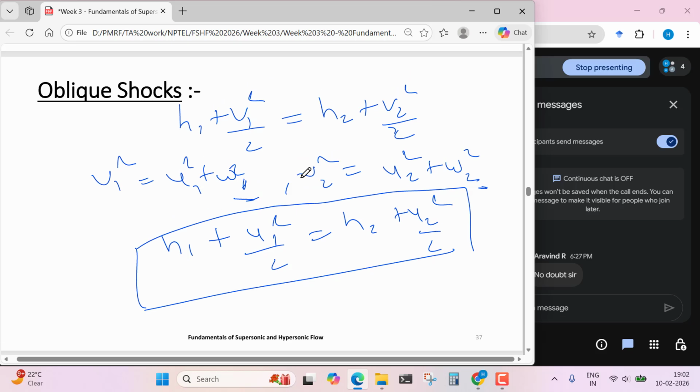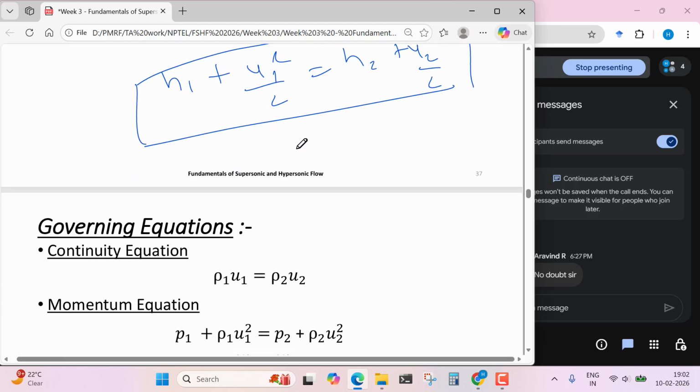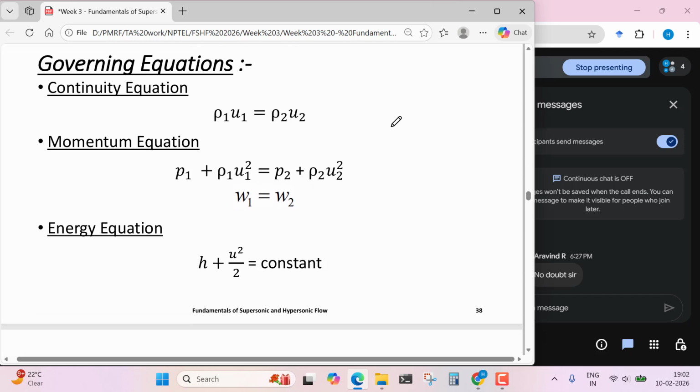Any doubt till now? If there is no doubt, we can move forward. If anyone has any doubt, they can stop in between also and ask.